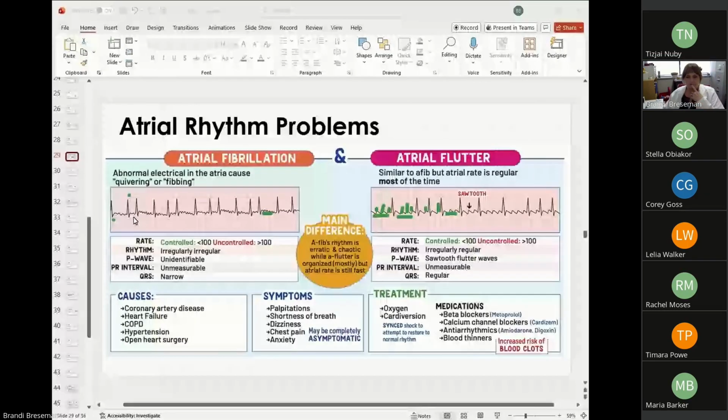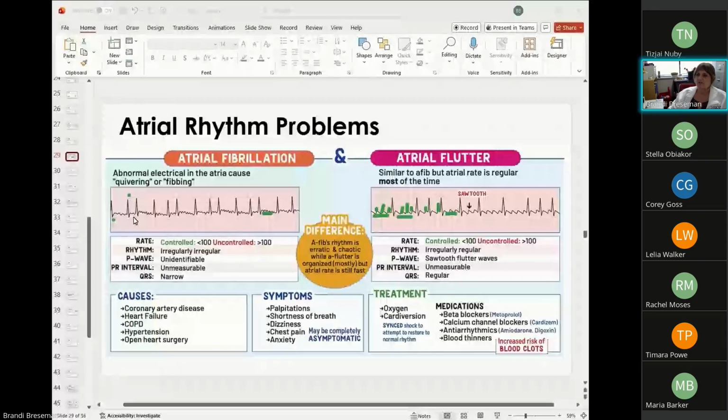If we don't know how long a patient's been in atrial fibrillation, because the atria quiver instead of contracting, their blood pools in the atria. It doesn't kick all the blood out. And that pooled blood that sits in the atria can clot. And so if we don't know how long that patient's been in atrial fibrillation, we don't cardiovert them until we've anticoagulated them.